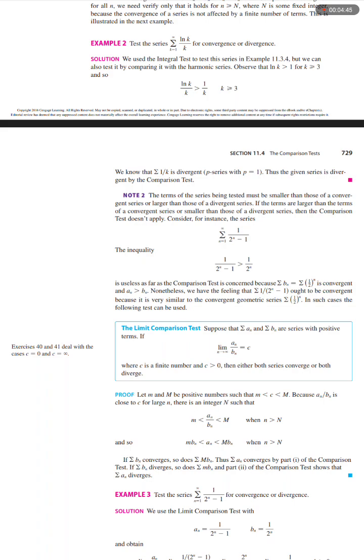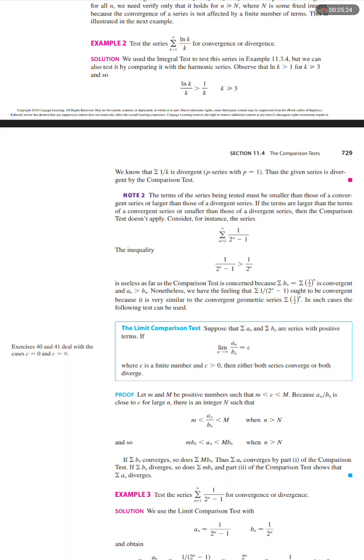Nonetheless, we have the feeling that the sum of 1 over 2 to the power n minus 1 ought to be convergent, because it is very similar to the convergent geometric series, the sum of 1/2 to the power n. In such cases, the following test can be used. Exercises 40 and 41 deal with the cases c equals 0 and c equals infinity.